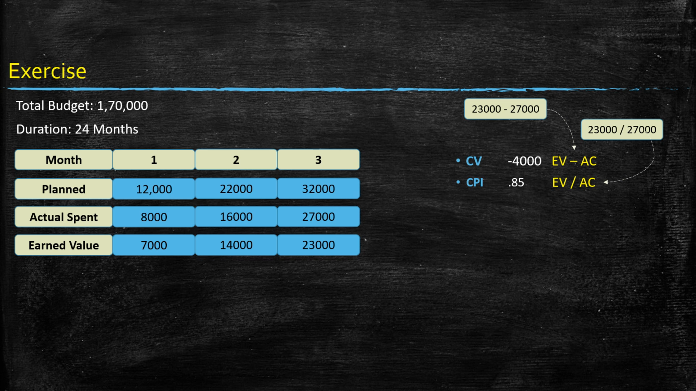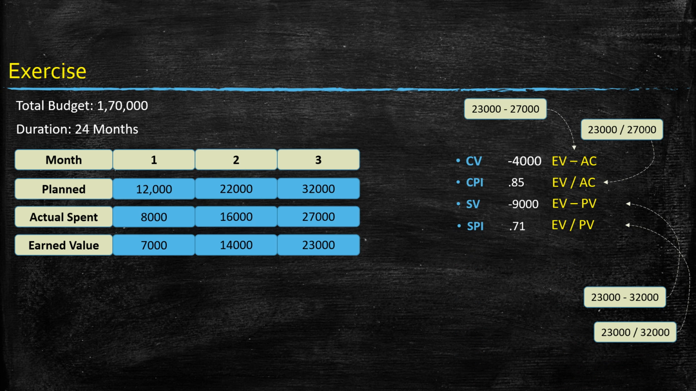Talking about schedule variance, which is calculated by subtracting planned value from earned value, here we get minus 9,000. Again, the result is negative, meaning the project is lagging behind. Schedule performance index, which is calculated by dividing earned value by planned value, here gives 0.71. That means the project is only progressing at 71% of the rate planned.